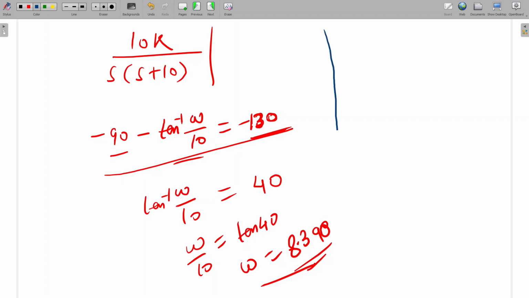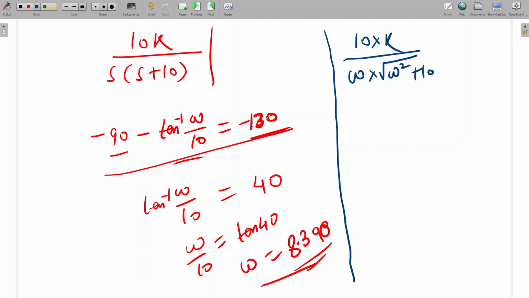So what will be the magnitude? Magnitude will be 10 into K divided by omega into the square root of omega square plus 10 square. One second.